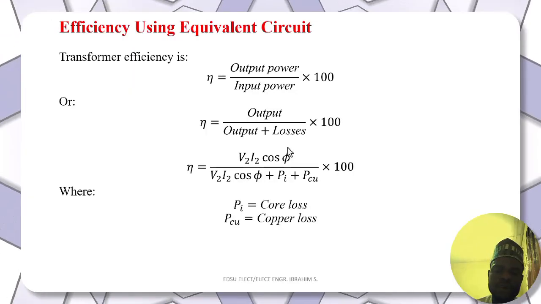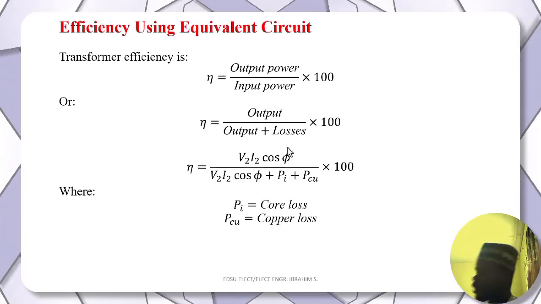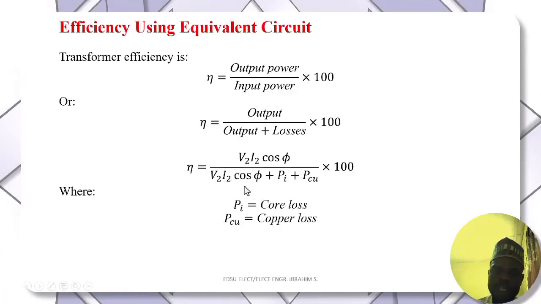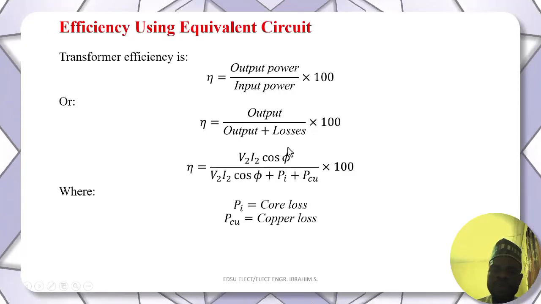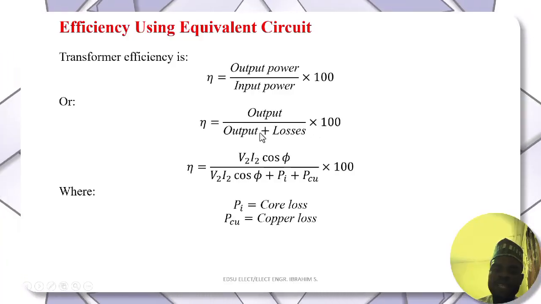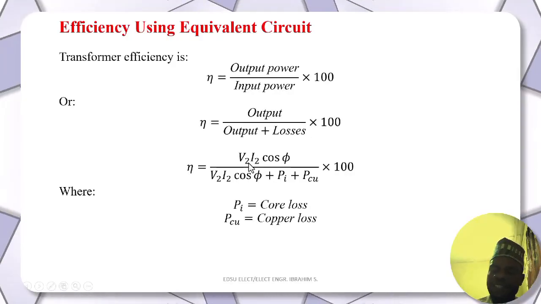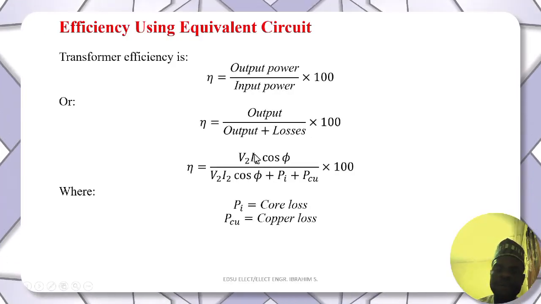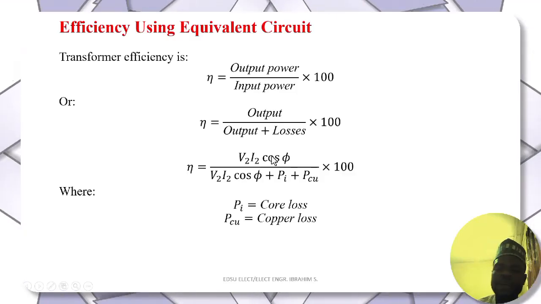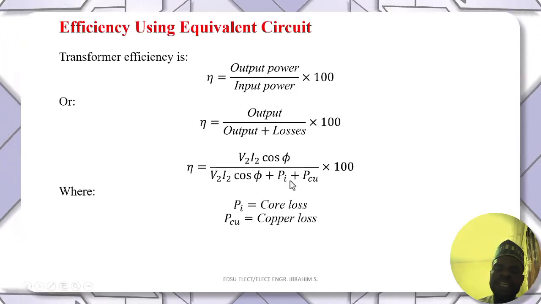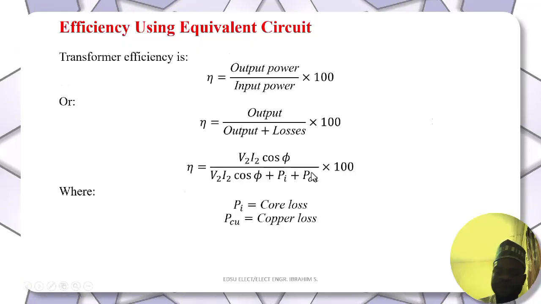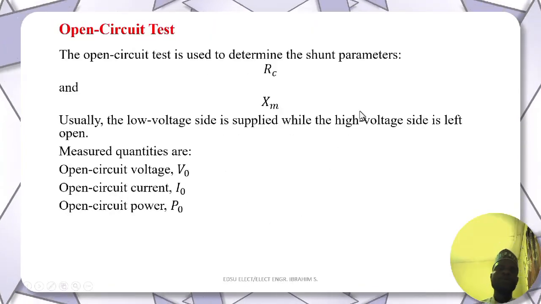We say we have two losses in a transformer: the iron loss, also known as the core loss, and the copper loss. Then it means our losses will be iron loss plus copper loss. So our output is the same as the voltage at the secondary multiplied by the current at the secondary, then multiplied by our power factor. Then we divide by our output, which is this, plus the losses.